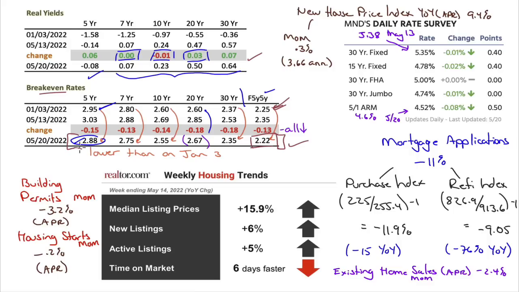I just find it very interesting that as of May 20th, especially with the talk of rates going higher, the talk of inflation going higher, our break-evens are actually lower now than they were at the beginning of the year, especially this 5-year forward.